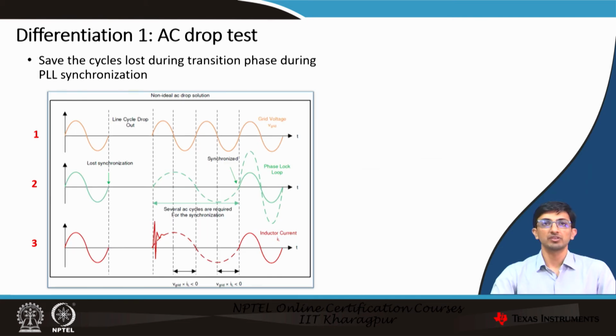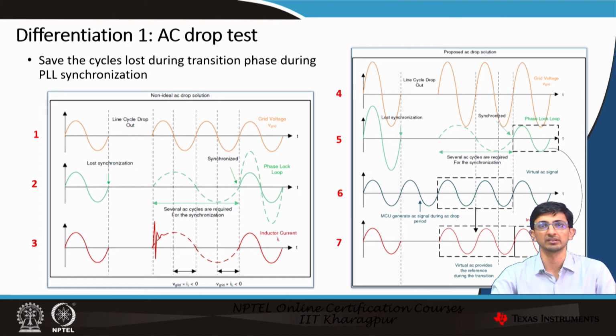So there are a couple of differentiations that we implemented using the C2000 device. The first differentiation is the AC drop test. As an example, in the first, second and third image that you see here, let's suppose the line cycle drops out. When it comes back, the PLL requires a certain number of cycles for synchronization back with the grid voltage. So we lose a certain number of AC cycles to synchronization.